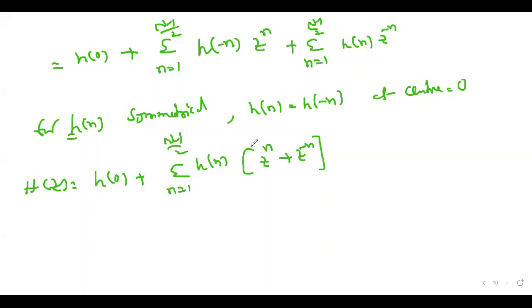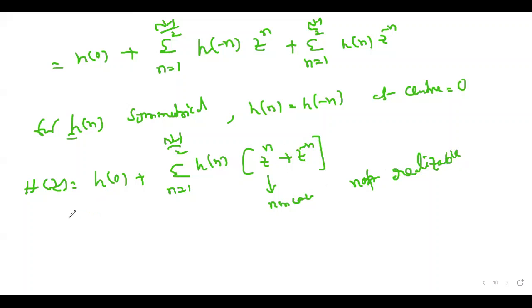Taken common. And see here, because of z power n, this is non-causal. This is causal only because it depends on the past values. But here, this depends on future values. Therefore, it became non-causal. Because of these future values, how can you realize it? So it is not realizable. This system is not realizable.